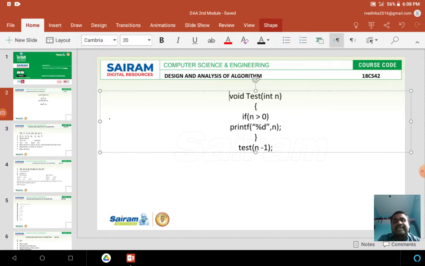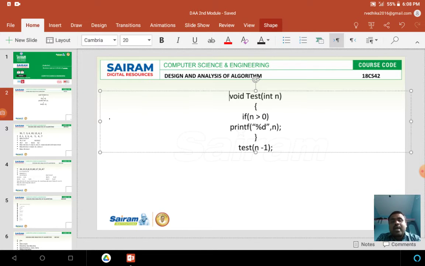In this case test of n minus 1 means 3 minus 1, 2. Again 2 is greater than 0, 2 will be printed, then again test of 2 minus 1, 1 will be passed, 1 is greater than 0, 1 will be printed, 1 minus 1 is 0, 0 will be passed, 0 is not greater than 0, the condition becomes false, so it will terminate.